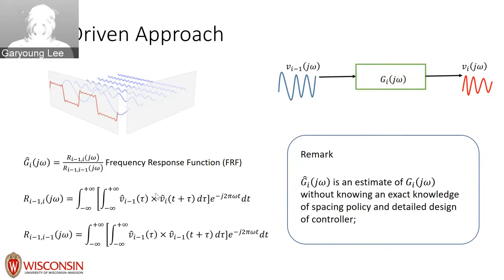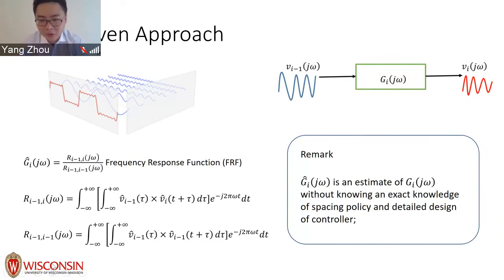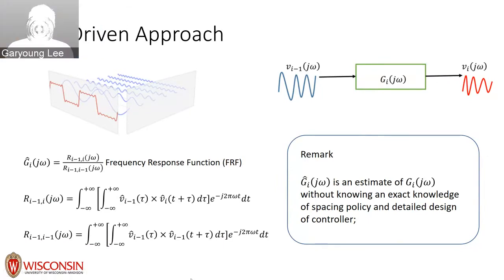We know this G(jω) hat is the empirical transfer function, which is just an estimate of the theoretical transfer function without exact knowledge of the spacing policy and the detailed design of the controller. In this way, we can circumvent assuming any type or exact form of the controller.